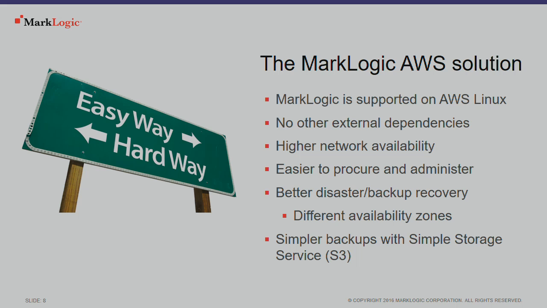So essentially, we support running on Amazon Linux. We basically got everything in there, and there are no other external dependencies. You don't have to rely on any other organization or group to spin up your resources. Since it's self-service or self-provisioning, you can bring up those assets. And so they're finding that it has higher network availability.